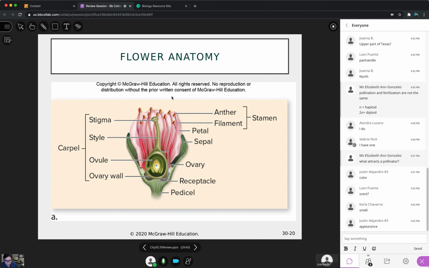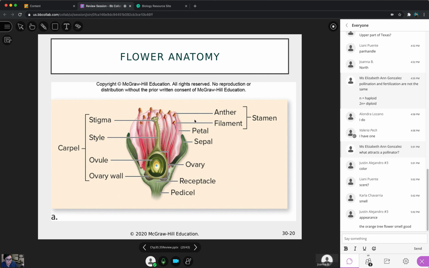And so in this picture, the boy part is going to be the anther and the filament, which is what we call the stamen. That's where the pollen comes from. And then, yeah, orange, the citrus trees is probably one of my favorites. Those smell really good. But that is to attract a pollinator. Pollinators don't come to pollinate. They come because the flower produces a really sweet nectar. The nectar is only produced to attract a pollinator. There's no other reason for it.